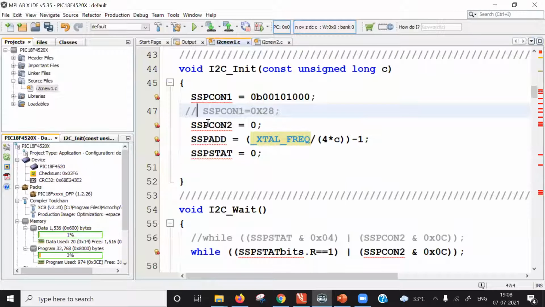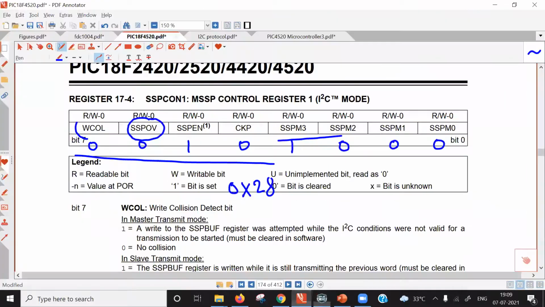I am clearing SSPCON2 register. I have not written 0x; 0x00 and decimal 0 is same thing. So SSPCON2 register, all bits will be cleared to 0. After that, SSP address register is used for defining the proper baud rate when I2C module is configured for master mode operation, and we have configured for 7-bit address mode. With SSP address register, we generate proper baud rate. So this SSP address register must be loaded with proper number so that we get required baud rate. And this formula is given in the data sheet.